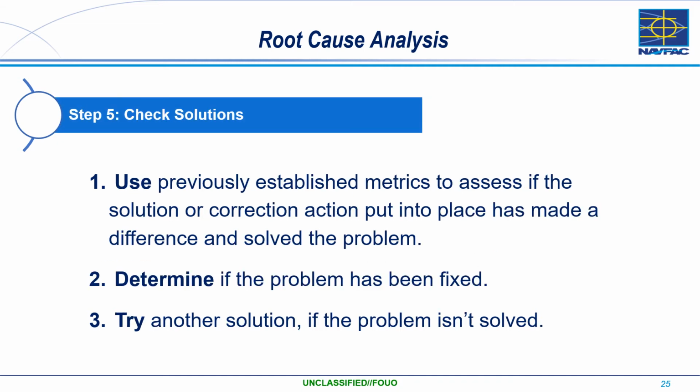Step 5, check solutions. Use the previously established metrics to assess if the solution or corrective action that you put into place has made a difference and solved the problem. Determine whether the problem has actually been fixed. If the problem isn't solved, try another solution. This is why you should only change one solution at a time. If you change multiple things at once to solve a problem, you run the risk of not knowing which particular fix solved that problem.